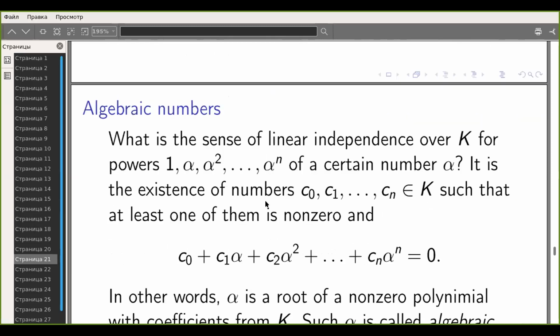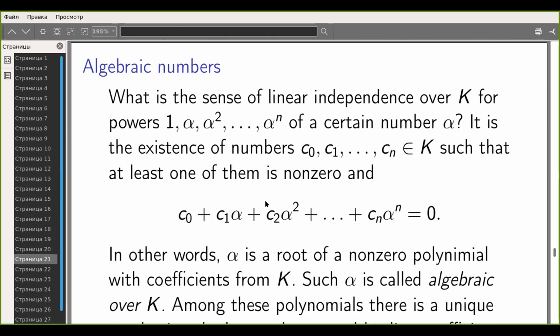Let's define the main notion in our project, algebraic numbers. More precisely, let's consider the geometrical definition of this notion. What is the sense of linear independence over k of powers of one number alpha: 1, alpha, alpha squared, alpha raised to n?